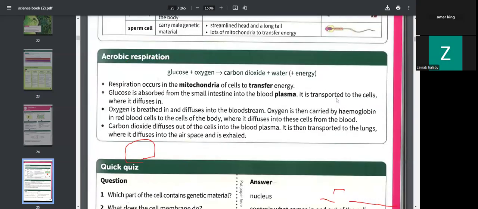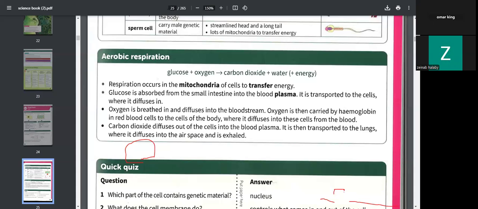Okay, my dear students, we will explain aerobic respiration. The glucose and the oxygen give us carbon dioxide and water. Respiration occurs in the mitochondria of cells to transfer energy. Glucose is absorbed from the small intestine into the blood plasma. It is transported to the cells, where it diffuses in by way of diffusion.